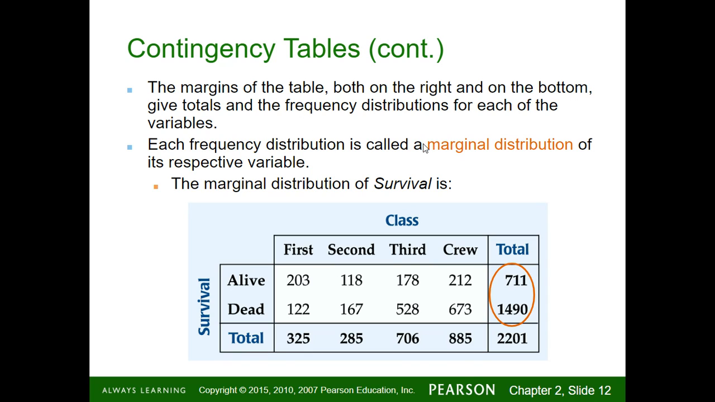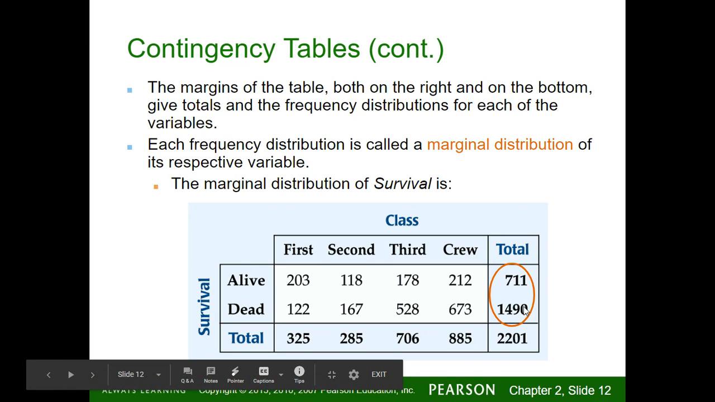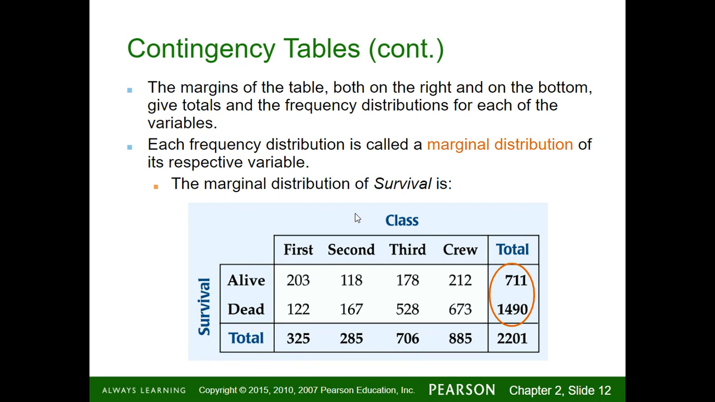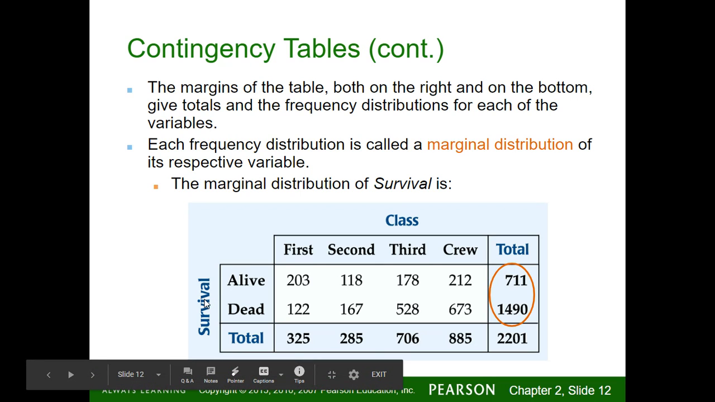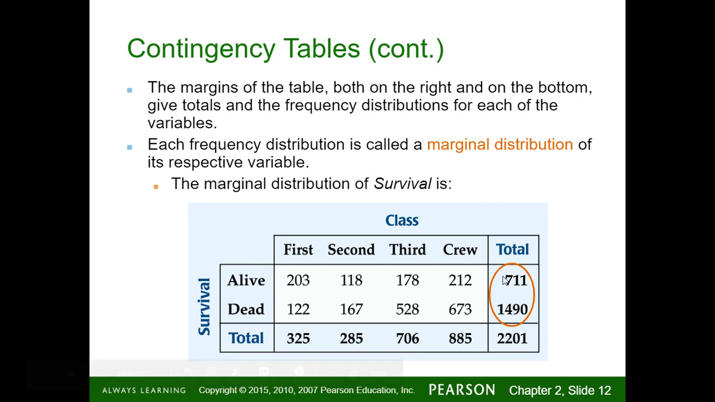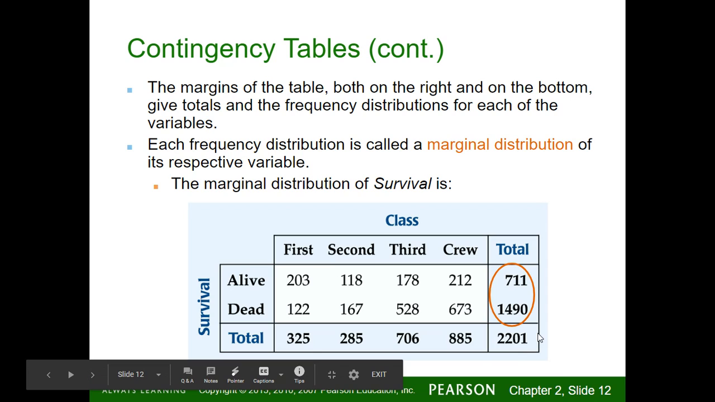A key term you need to make sure you know is marginal distribution. If I say describe the marginal distribution of survival, that's basically our totals. It's how the totals are distributed for survival. So you would say 711 out of 2,201 lived, and 1,490 out of 2,201 did not live. That would be describing the marginal distribution of survival.